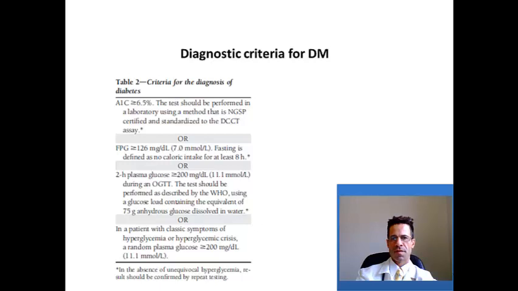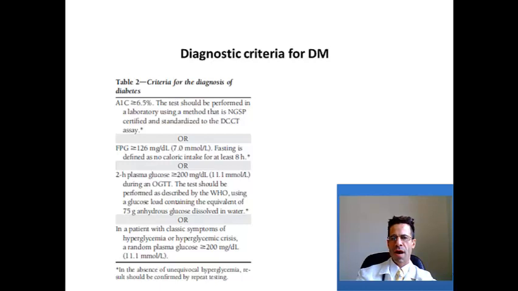All the other testing that defines diabetes requires a repeat test. This includes the hemoglobin A1C of 6.5 or greater, a fasting plasma glucose of 126 or greater, with fasting defined as no caloric intake for at least 8 hours.